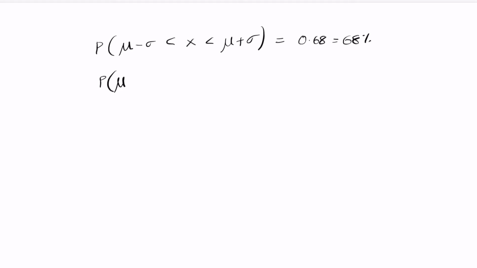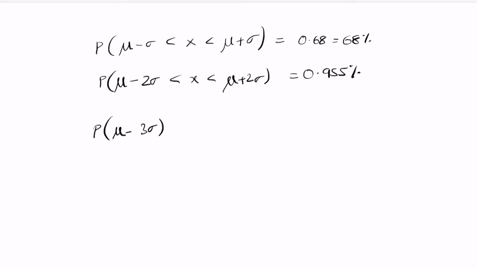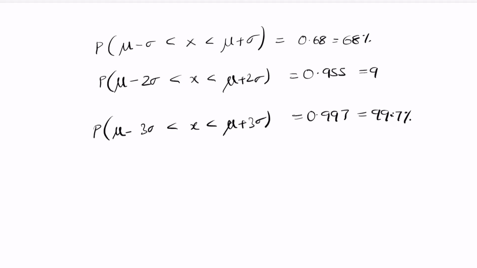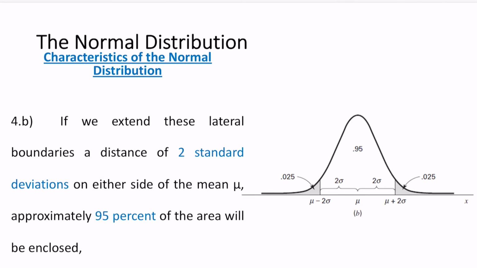Now the same rule also applies for 2 sigma. P of mu minus 2 sigma less than x less than mu plus 2 sigma, that is 2 times the standard deviation, is going to be 0.955 or 95.5%. And p of mu minus 3 sigma less than x less than mu plus 3 sigma is 0.997 or 99.7%. So these are the values, based on the standard deviation.